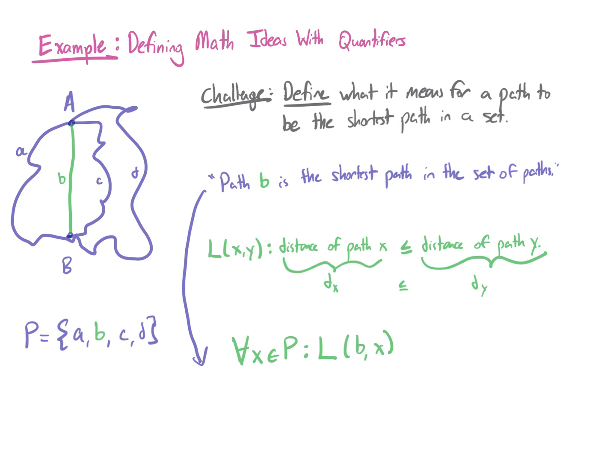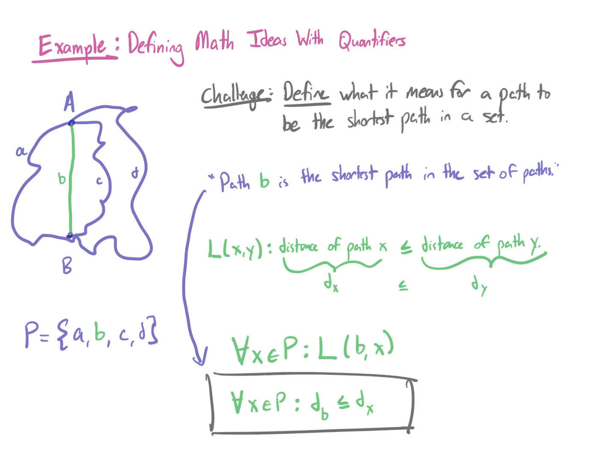Or, if I want to write it out in full math and skip the formal predicate, I can do that too. For all x in P, the distance of B is less than or equal to the distance of x. Indeed in math we would probably most commonly go with this kind of expression. So this is an expression of the idea of shortest path, or more generally, minimum of a set.